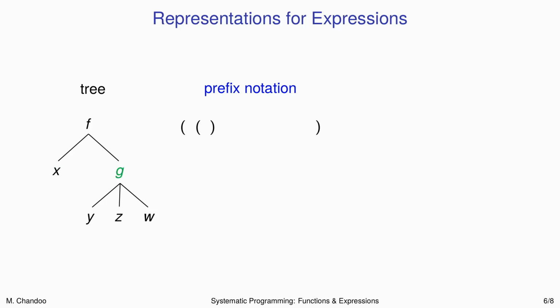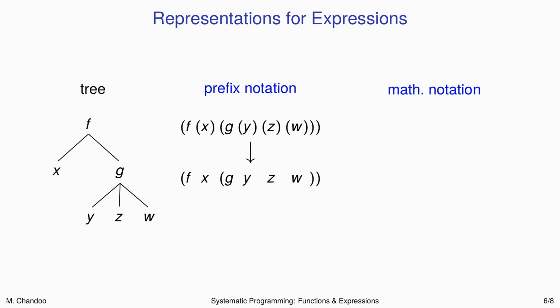And then we go to the next child, g, and do the same. And we repeat this for the children of g. So with y, then with z, and finally with w. Notice that each left parenthesis corresponds to exactly one node in the tree. Now we just have to write the corresponding label after its left parenthesis. And then we remove the parentheses around leaf nodes. And now we have the expression in prefix notation. This is a notation used in many functional programming languages.